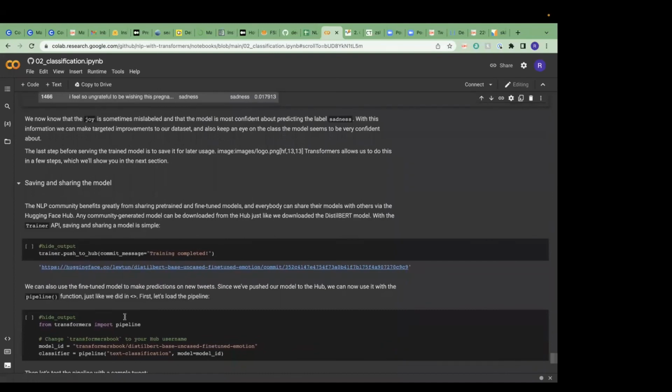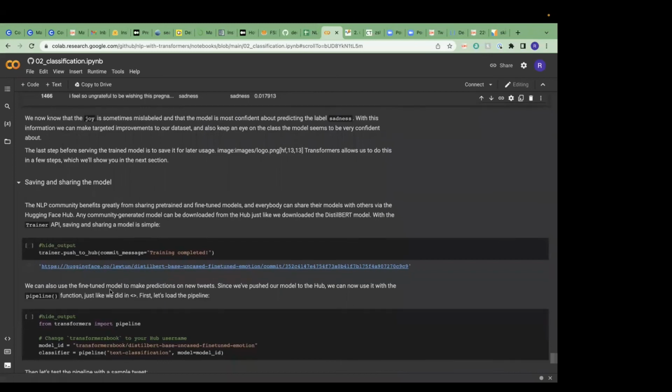Yep. And then the last part is just training and saving the models. You can save it to Hugging Face Hub and then use the model checkpoint to get back the model as well.